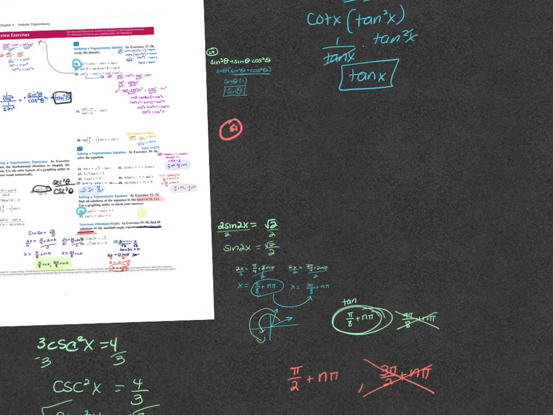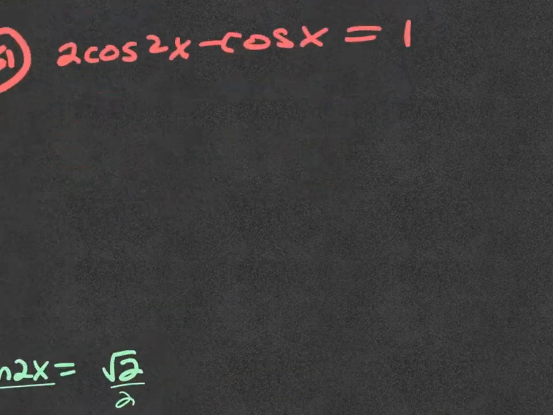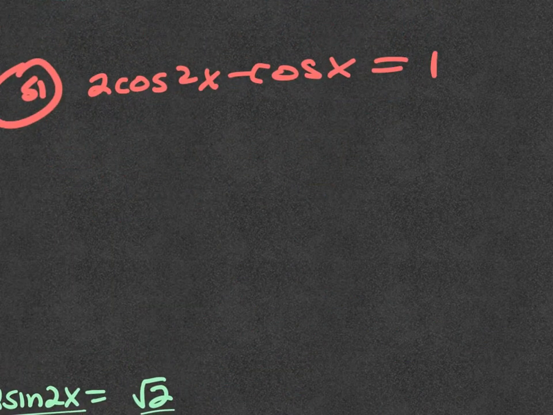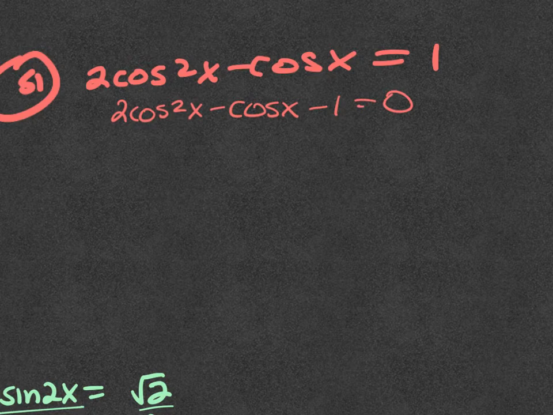Okay, 51. 2 cosine squared x minus cosine x equals 1. And this one's on the interval. So this is where we get to solving, but it's on the interval of 0 to 2 pi, so we use our natural unit circle. As soon as I see the squared and the cosine to the first, I know I'm going to end up having to get everything to one side to factor it.